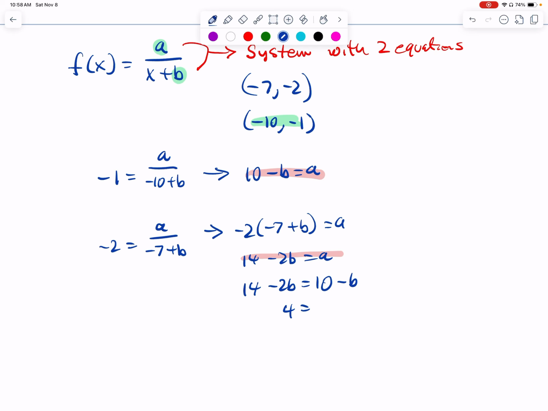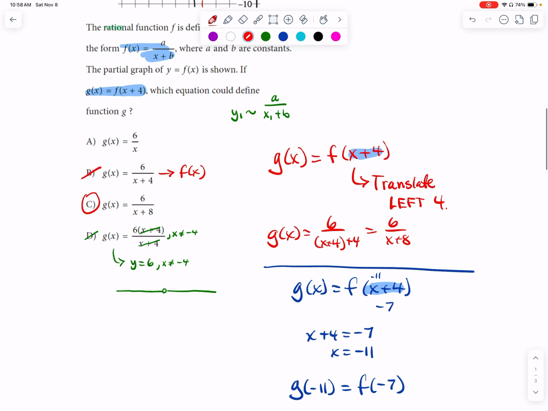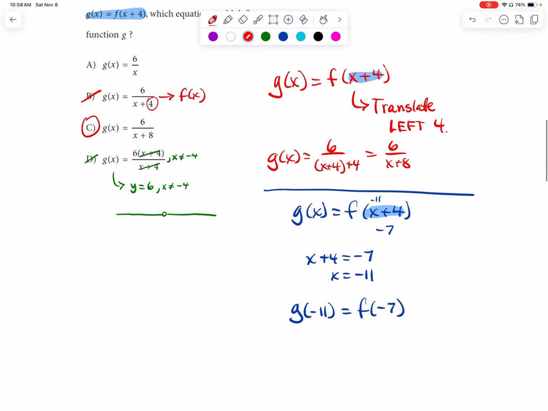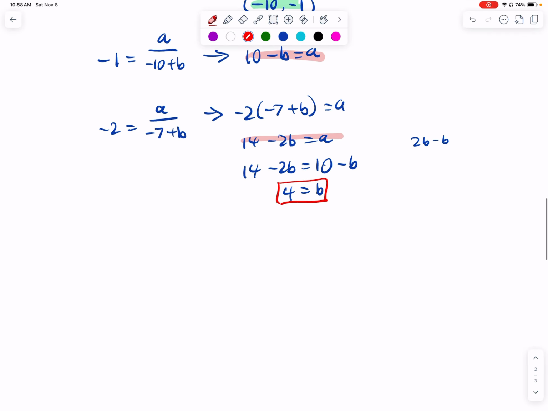4 is equal to, add the two b's, so this is a 2b minus b is just going to give me b. There you go. You got b is equal to 4. That's the number that was down at the bottom, which is that guy right there. Yes? Again, this is for the f of x function.